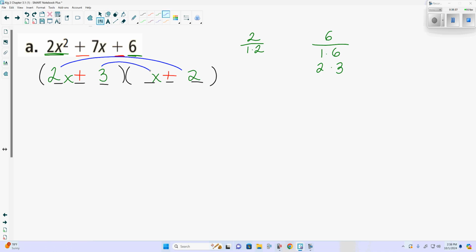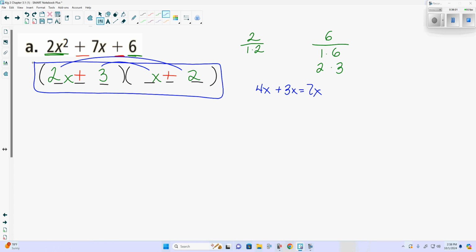And we can check. 2x times positive 2 is positive 4x. Positive 3 times x is going to be plus 3x. 4x plus 3x is 7x. Is that the middle term we wanted? Yes. So (2x + 3)(x + 2) is the correct answer. Questions on this here?